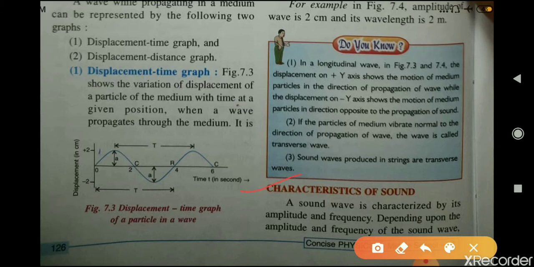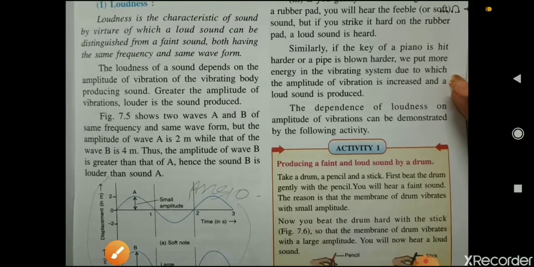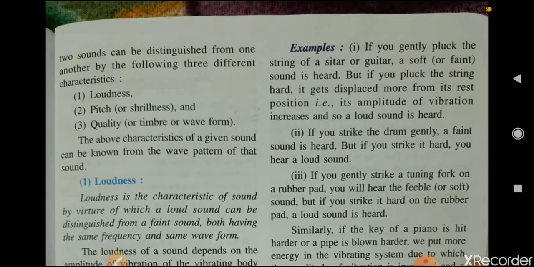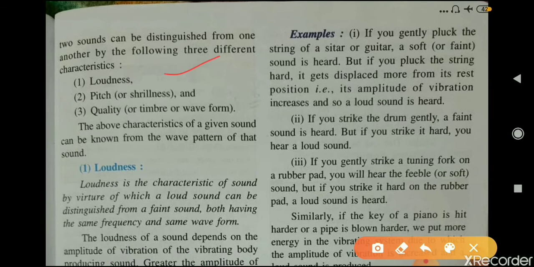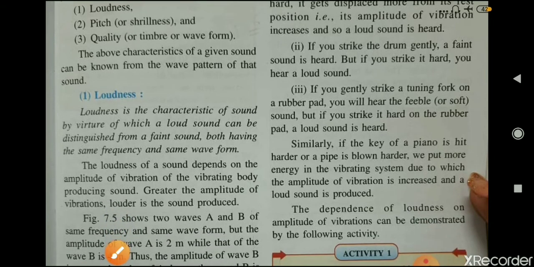A sound wave is characterized by its amplitude and frequency. Means we can characterize a sound wave on the basis of its amplitude and frequency. Now, depending upon the amplitude and frequency of a sound wave, two sound waves can be distinguished from one another by the following three different characteristics. And what are those characteristics? First one is loudness, second pitch, and third quality. Now, we will discuss them one by one.